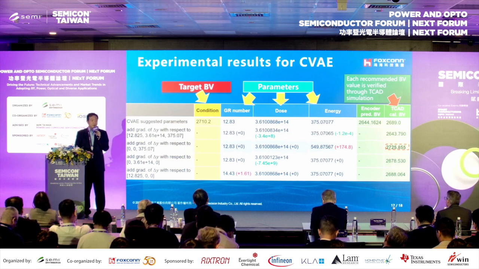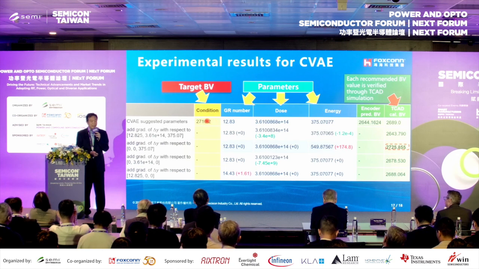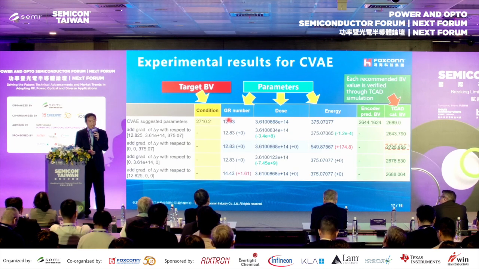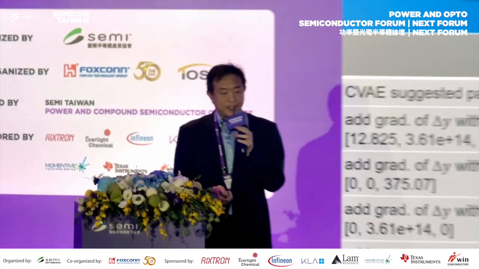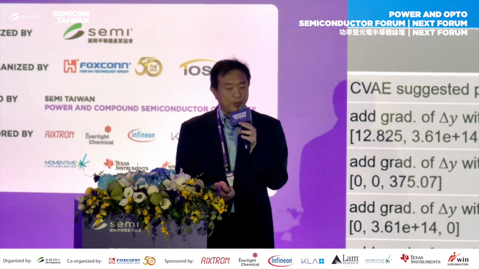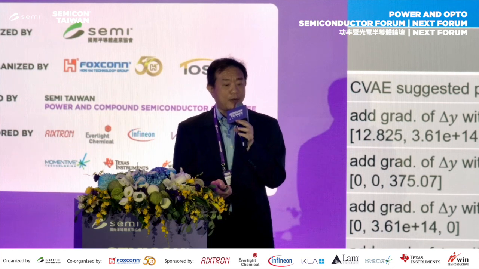So here is the experimental result for CVAE. In this experiment, we set the target BV value to be 2,710, a little bit higher than 2.7 kilovolts. The parameters we want to fine-tune are the Gaussian rate number, dose, and energy. Using our method, we have the initial BV value, and after using TK to verify, we get this value. And this value is a little bit lower than our target value.